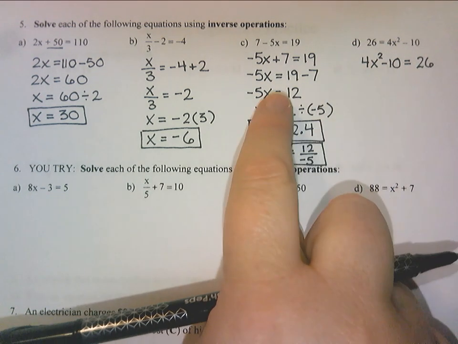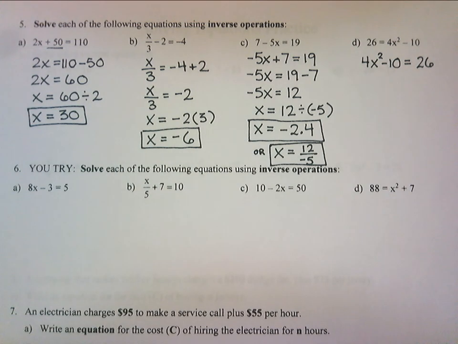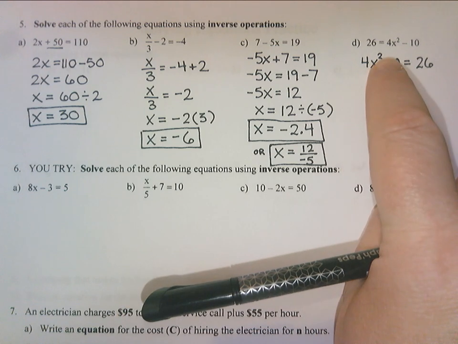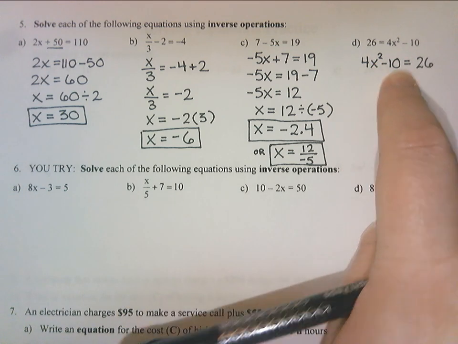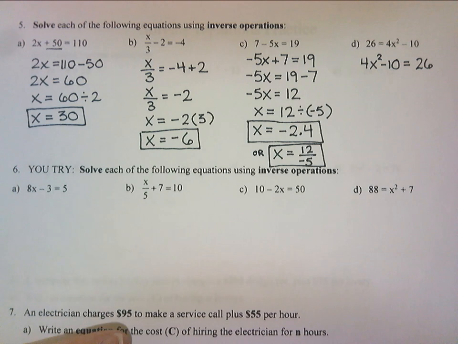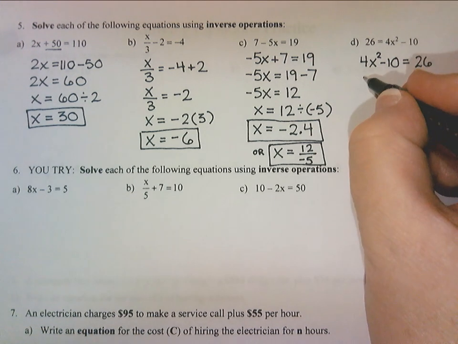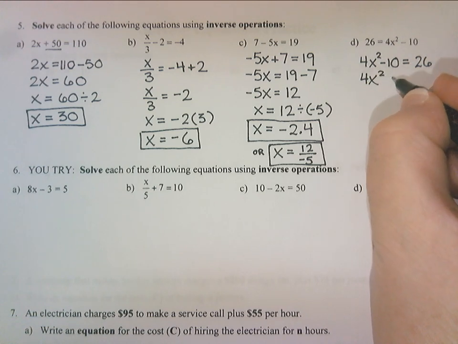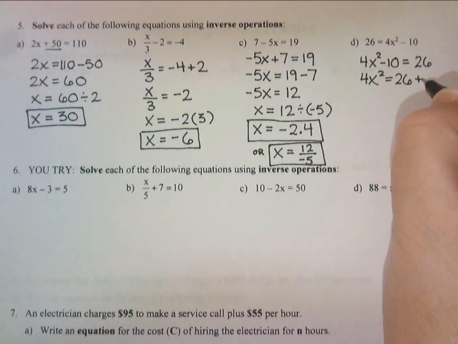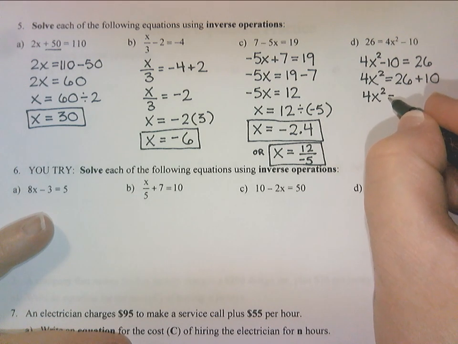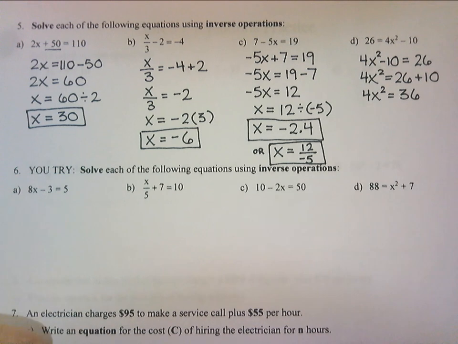And then now it looks a little bit more like all the other ones, and it's just a little bit easier to solve. So I am multiplying by 4. We have a power of 2, and we are subtracting 10. So if we think about our order of operations backwards, it's the addition and subtraction that we move first. So I'm going to take that minus 10 and do the inverse to the other side and add 10. So 4x squared is going to equal 26 plus 10. So 26 plus 10 is 36. So 4x squared equals 36.